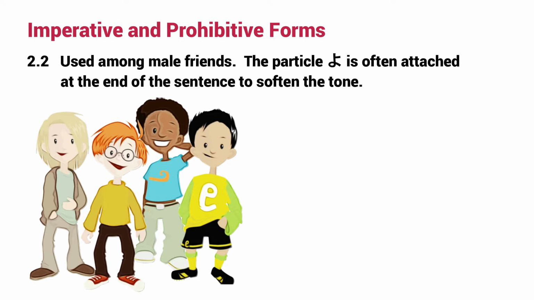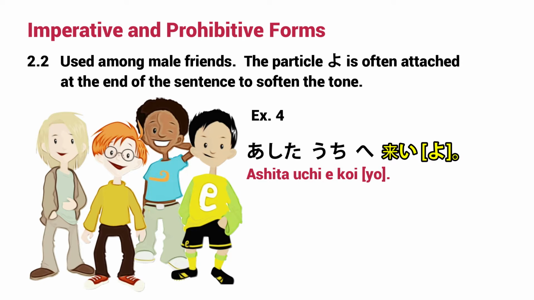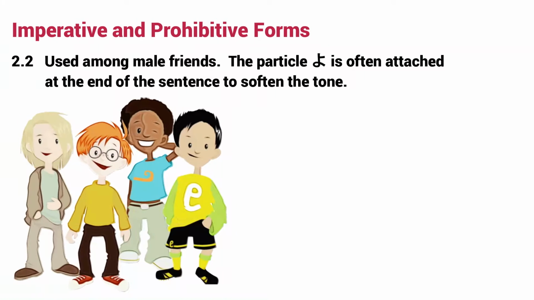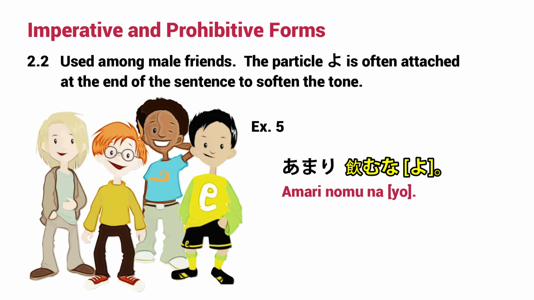Second, used among male friends. The particle yo is often attached at the end of the sentence to soften the tone. Ashita uchi e koi. Come to my house tomorrow. Amari nomu na. Don't drink too much.